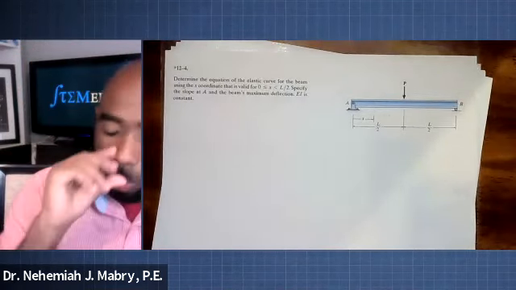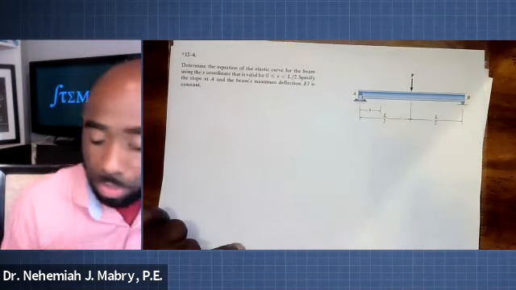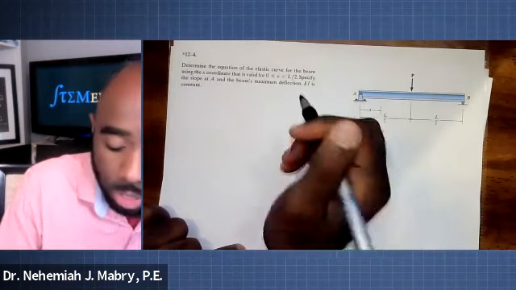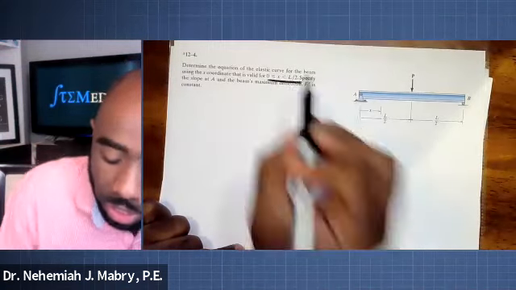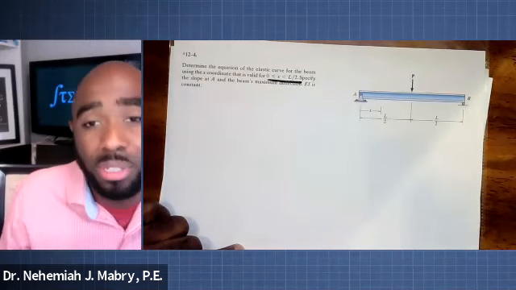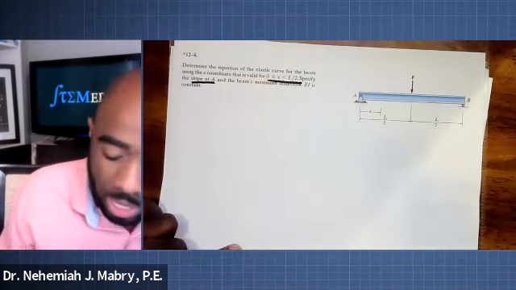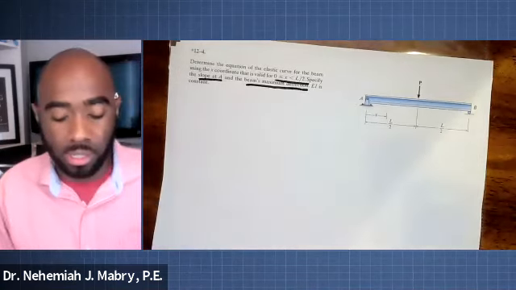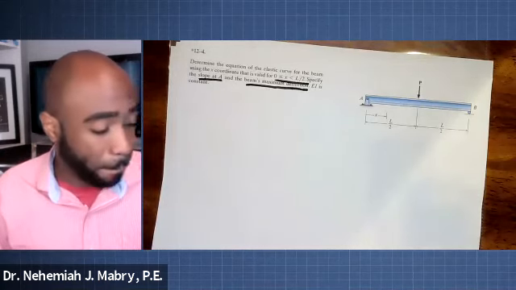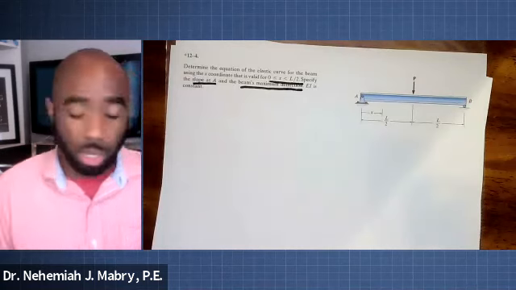All right, determine the equation of the elastic curve of the beam using the x coordinate that is valid for x greater than or equal to 0 and less than or equal to L/2. Specify the slope at A and the beam's maximum deflection.